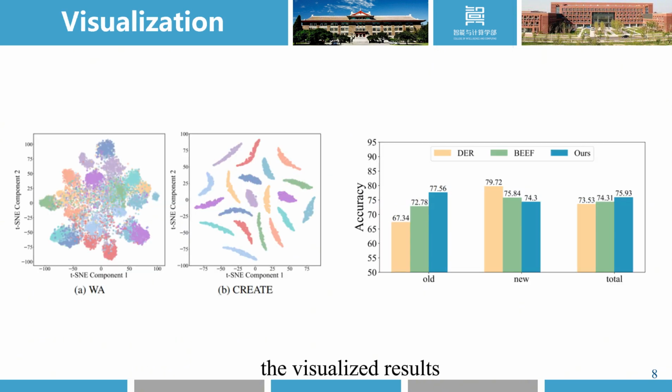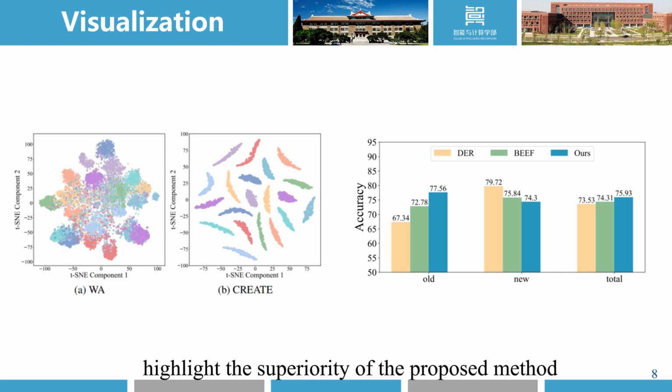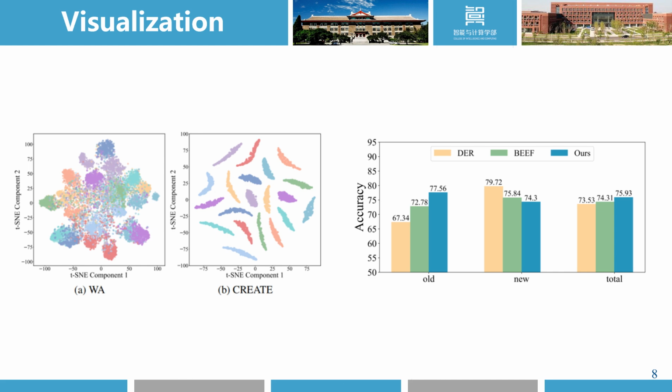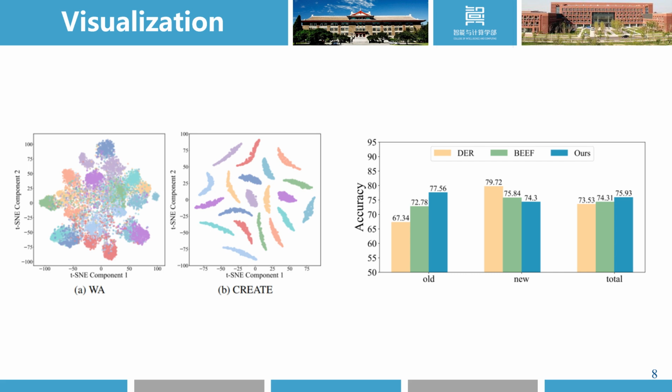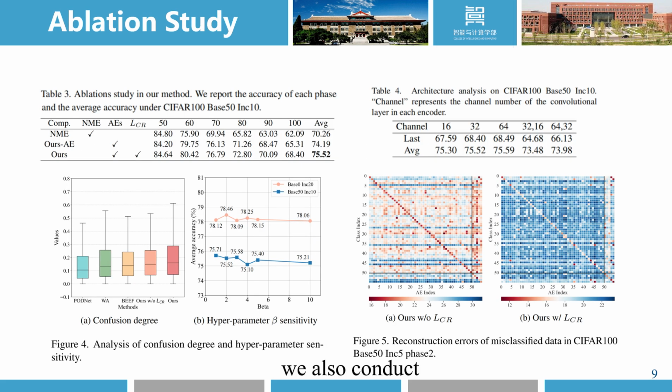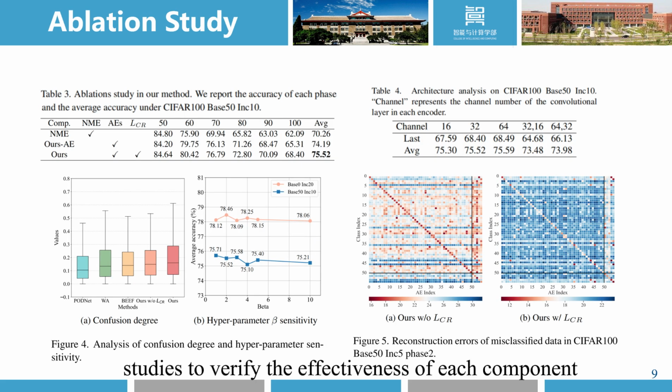The visualized results highlight the superiority of the proposed method, which can learn a more separated manifold distribution for each class and reduce the overlap in the subspace. At the same time, our method achieves a better balance between stability and plasticity. We also conduct ablation studies to verify the effectiveness of each component.